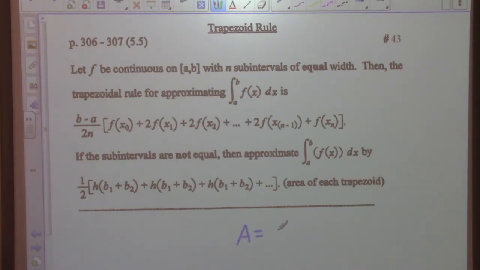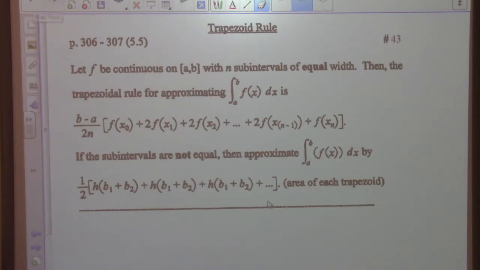Area of a trapezoid equals 1/2 times (B1 plus B2) times the height. Basically, when you work with this formula, it makes things pretty easy, easier than looking at the official formula. So let's go ahead and look at the applications of this.